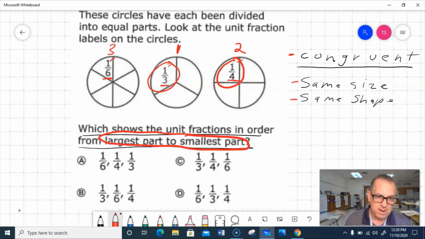So I can go ahead and look at my answer choices really quick and eliminate all the answer choices that don't have 1/3 as my largest fraction. So I can eliminate answer choice A because it starts with 1/6. That actually looks like it's ordered from least to greatest. Okay, and I can eliminate answer choice D because it starts off with 1/6 also. So now I'm only looking at C and B. I'm looking for the one that has 1/4 listed as the second largest. Okay, answer choice C does have 1/4, and answer choice B has 1/6. So answer choice B is not ordered from largest to smallest. The correct answer is answer choice C.